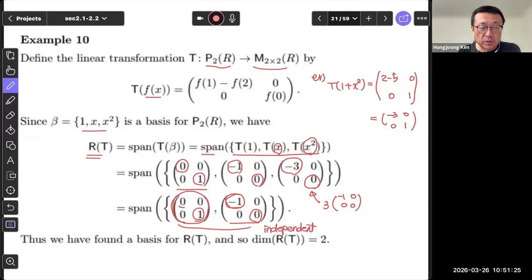So these two matrices will be a basis. So the matrices 0, 0, 0, 1 and negative 1, 0, 0, 0 will form a basis for the whole range of T. And this basis has two vectors, so the dimension will be 2.